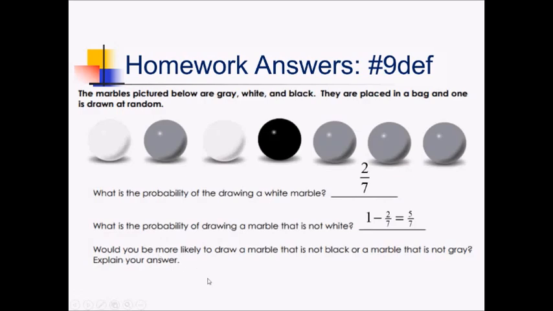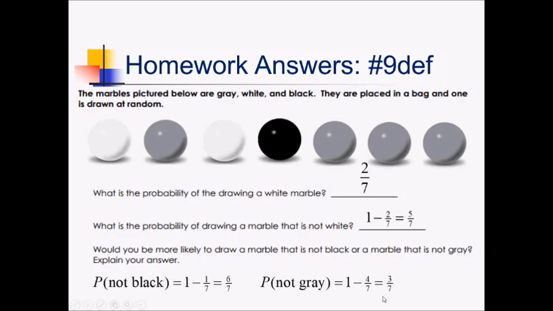So now down here we want to know what's more likely, drawing a marble that's not black or a marble that's not gray. Well, let's calculate not black first. The probability of a black marble was 1 out of 7. We found that in an earlier part. So probability of not having a black marble is 1 minus 1 over 7, the complement of that. And that ends up being 6 over 7. And now probability of not gray, well, probability of gray itself was 4 over 7. So not gray is going to be 1 minus 4 over 7, which is 3 over 7.